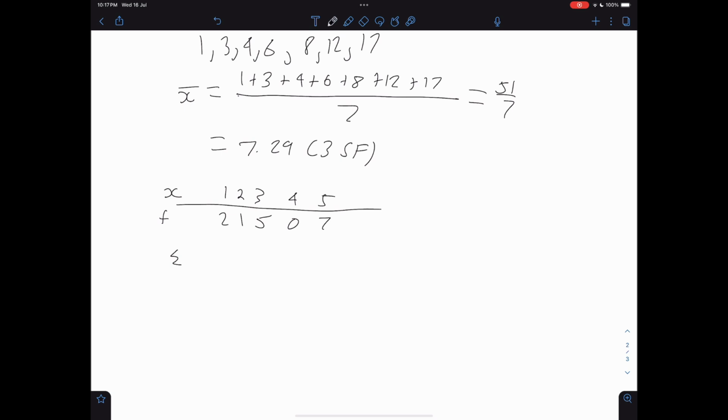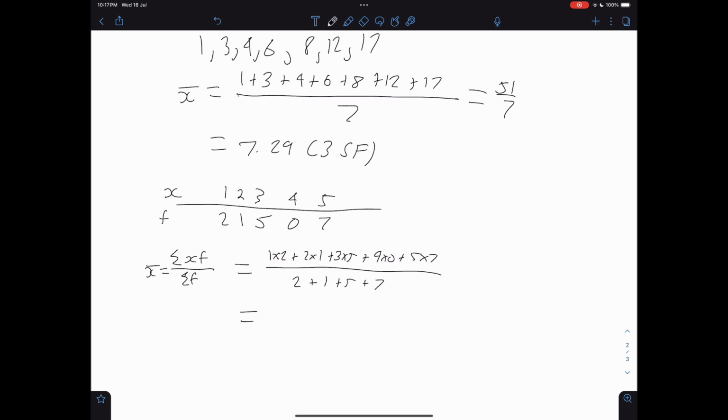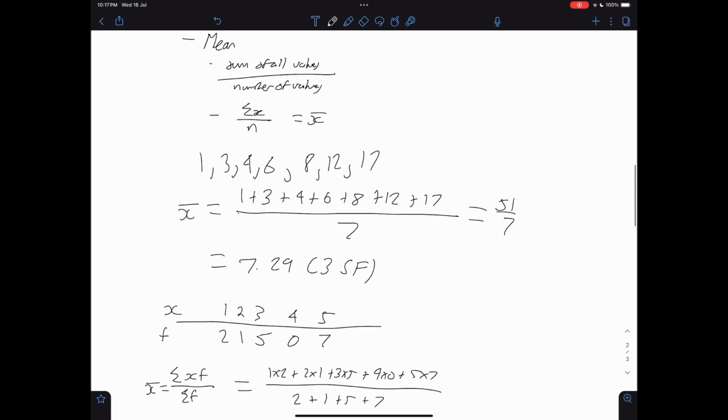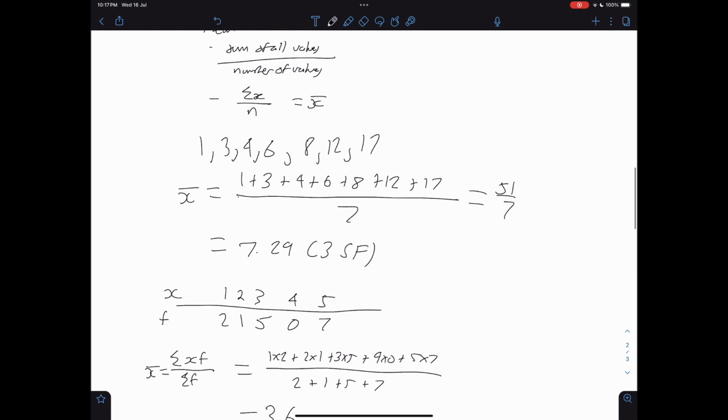And that's given by the formula sum of x times f over sum of f. So we do 1 times 2 plus 2 times 1 plus 3 times 5 plus 4 times 0 plus 5 times 7, over 2 plus 1 plus 5 plus 7. That's equal to 3.6. So that's the 3 measures of central tendency.